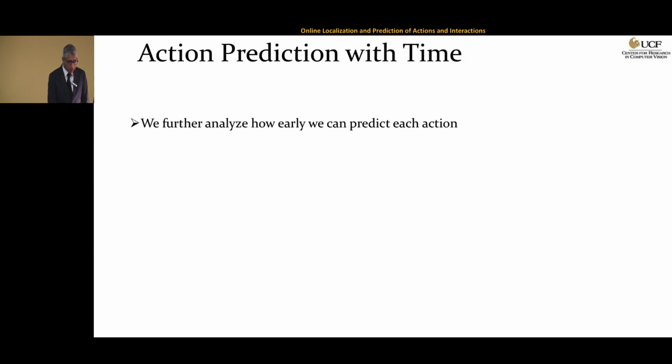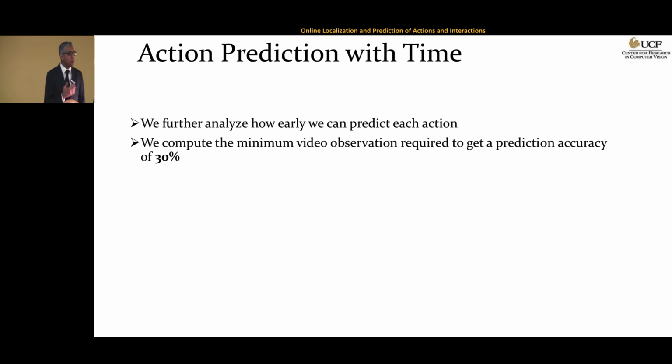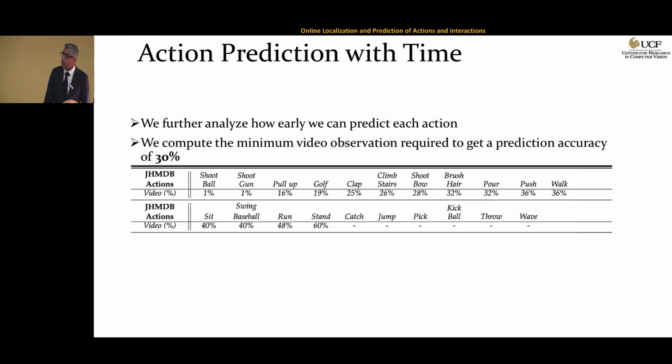Next, we found the actions which were most challenging or more easy. However, we also want to see how much of the video we necessarily want to observe to be able to predict the action. So here we set a prediction accuracy, an arbitrary number, let's say 30%, and based on that we say which ones are easier and need only a few frames to observe to be able to predict. Here JHMDB has 21 actions, and we observe that shooting ball, shooting gun, or pull-up only need a few frames to be able to predict as compared to standing, running, or swing baseball, which needed more of the video to observe and then be able to predict what the action is.